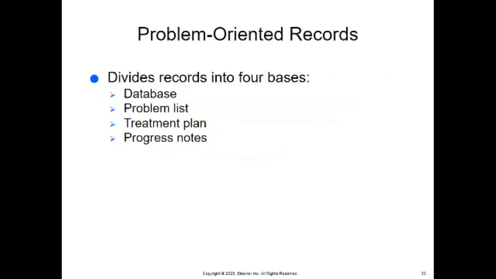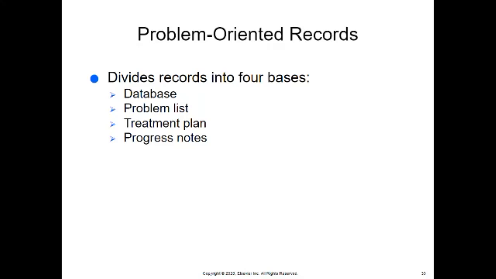So POR, problem-oriented records, divides records into 4 bases: database, problem list, treatment plan, and progress notes. The problem-oriented record is a departure from the traditional system of keeping patient records and divides medical attention into 4 components. The database includes the chief complaint, present illness, patient profile, review of systems, physical examination, and laboratory reports.